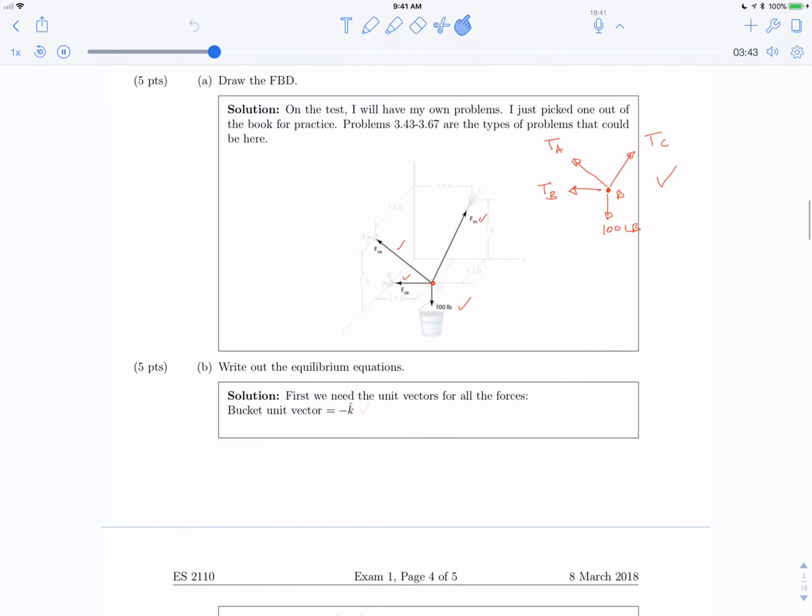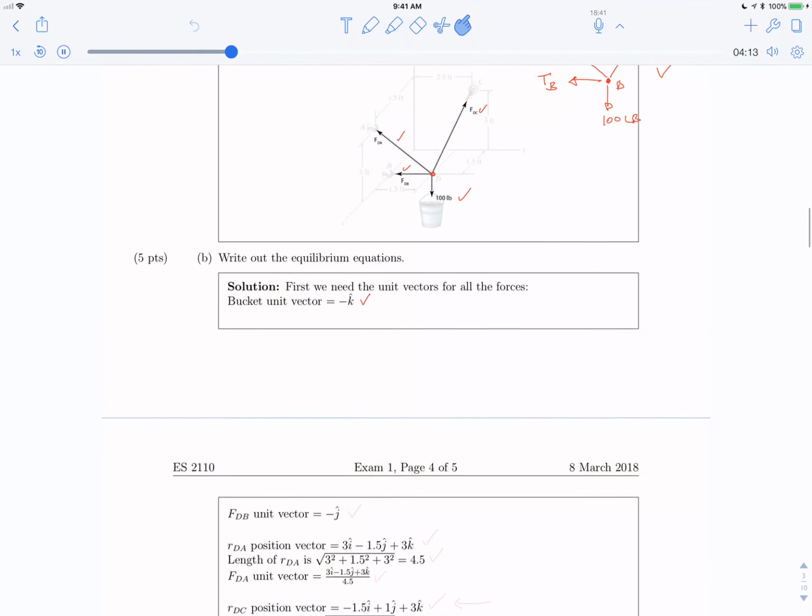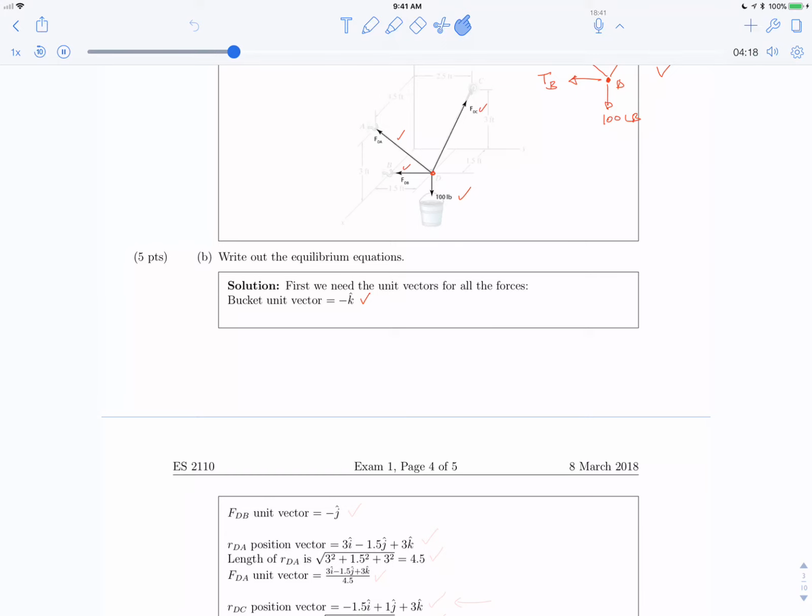In the 3D particle equilibrium, what we're going to do is write all the forces as vectors, and then we're just going to collect all the x components, the i's, all the y components, the j's, and all the z components, the k's. The first step to writing any force as a vector is to get the unit vector. So the bucket is obviously going down in the z direction, so its unit vector is minus k. The force pointing from D to B is going in the negative y direction, so negative j.